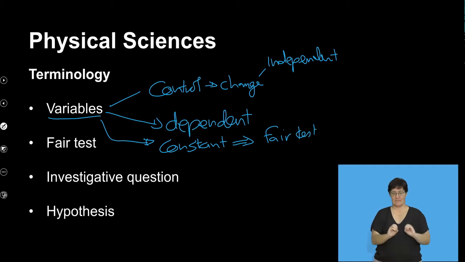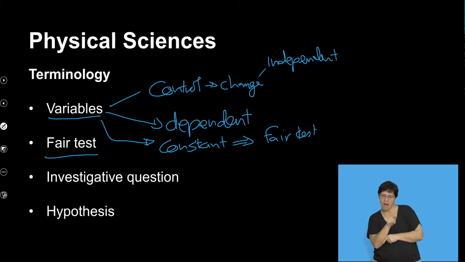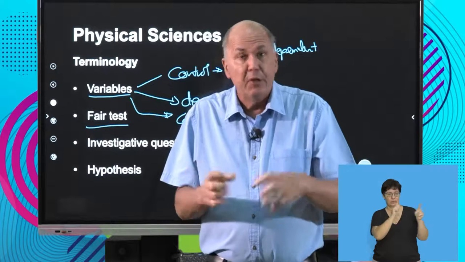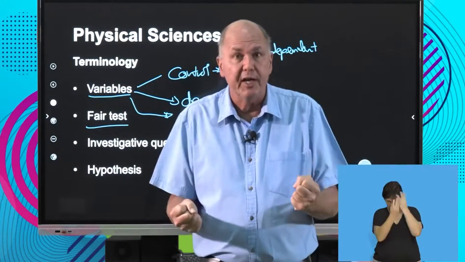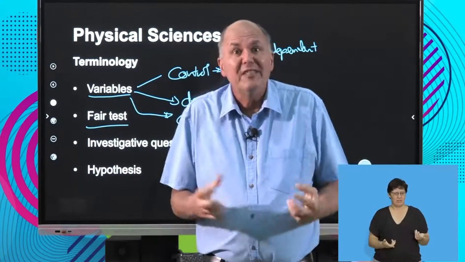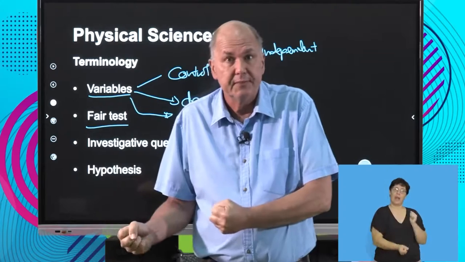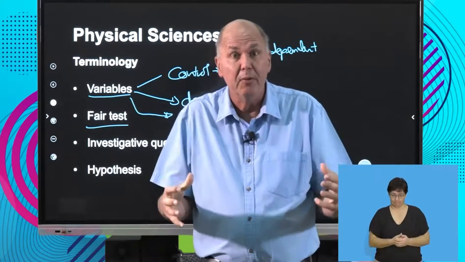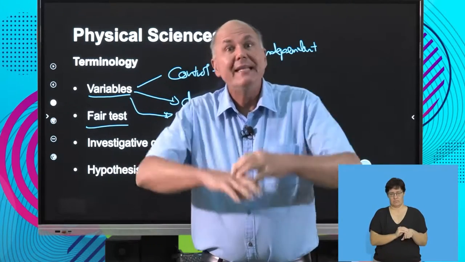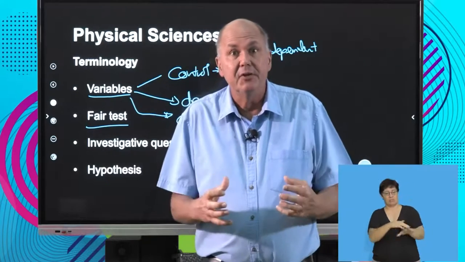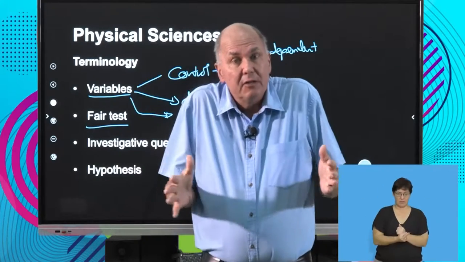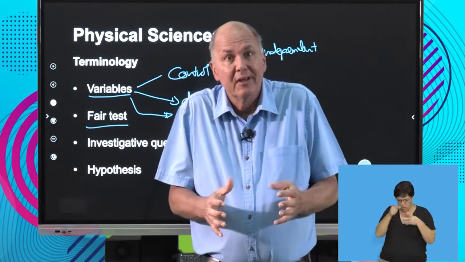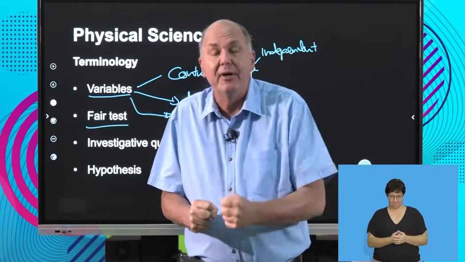Because you see, a fair test is an experiment in which you only allow two things to change. Because if we allow multiple things to change, then we don't know what's actually causing the effect. That's the problem when we look at big situations, real life situations, where we can't really control all the variables. Then we don't know that there's a direct relationship.